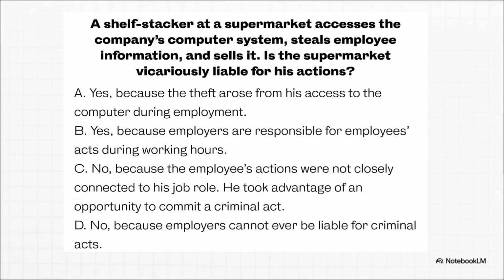Okay, question 2. A shelf stacker at a supermarket gets on a work computer, steals a load of employee data, and sells it. Is the supermarket liable? Really think about the connection between his job, stacking shelves, and what he actually did.